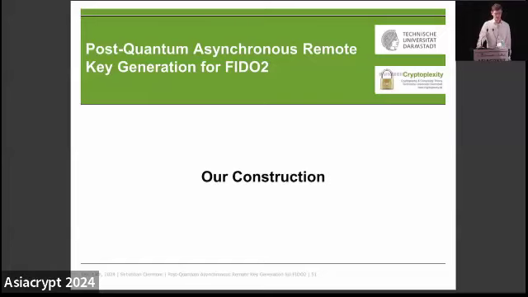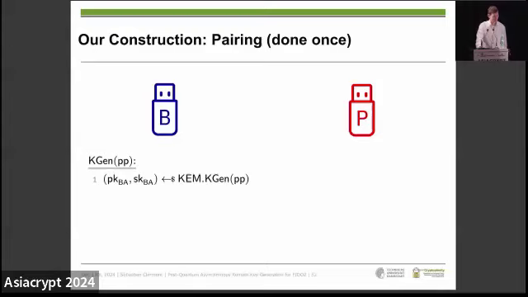I will now introduce our construction, how we construct post-quantum asynchronous remote key generation for FIDO2. The initial pairing, which happens once, just requires the key generation of a CAM key pair. And the CAM public key is then sent from the backup authenticator to the primary authenticator, while the backup authenticator stores the corresponding secret key.